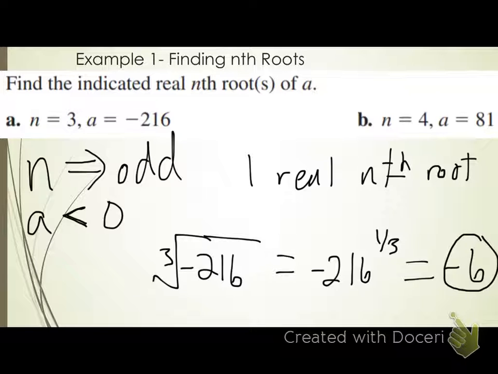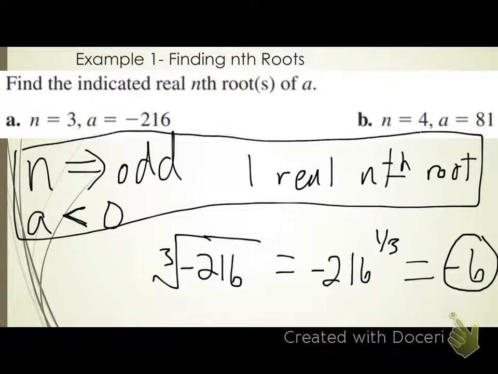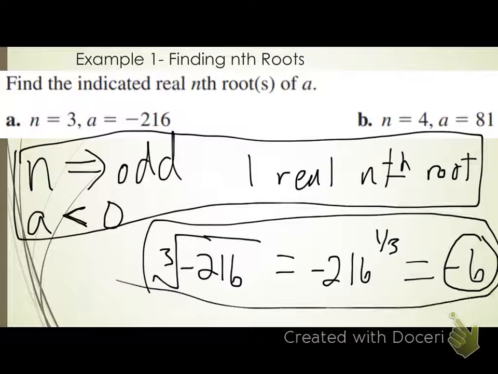On your assignment, I do want you to do all of this. I want you to tell me if n is even or odd, if a is less than, equal to, or greater than 0, and how many roots you're going to have, how many real roots. And then I want you to go ahead and find the root as well on your assignment. I want you to do all of that.